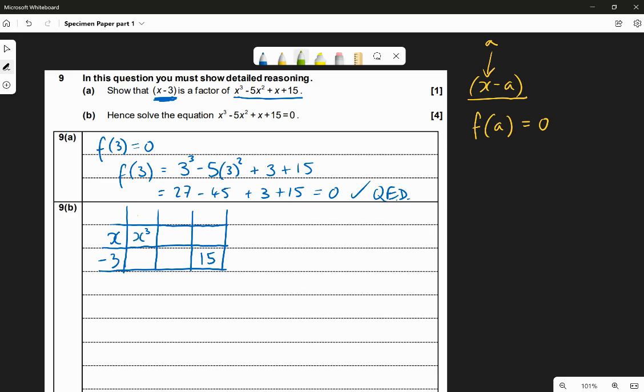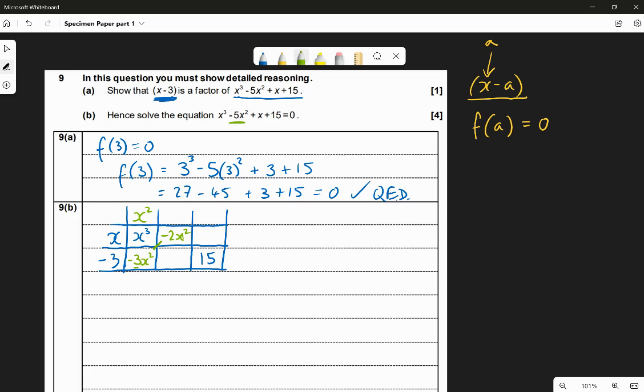x multiplied by what gives me x cubed? Well, that's going to be x squared. So now I know what this part is. Minus 3 times x squared is minus 3x squared. Since these two will combine to make the x squareds, and I know I want minus 5x squared in total, I have minus 3x squared already. I need another minus 2x squared.